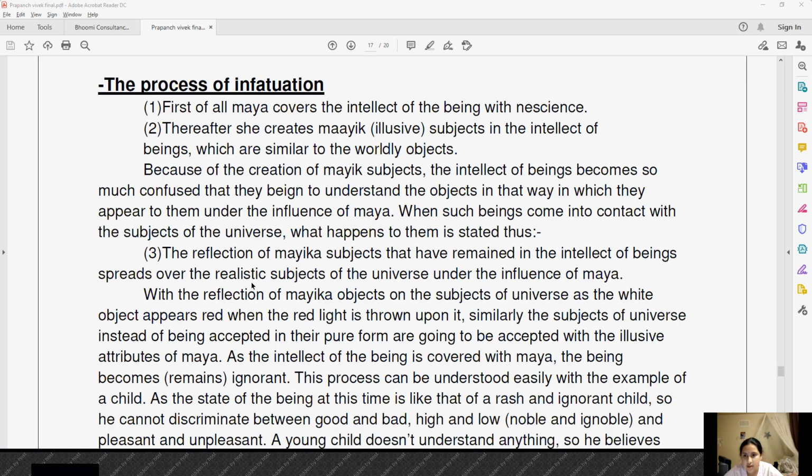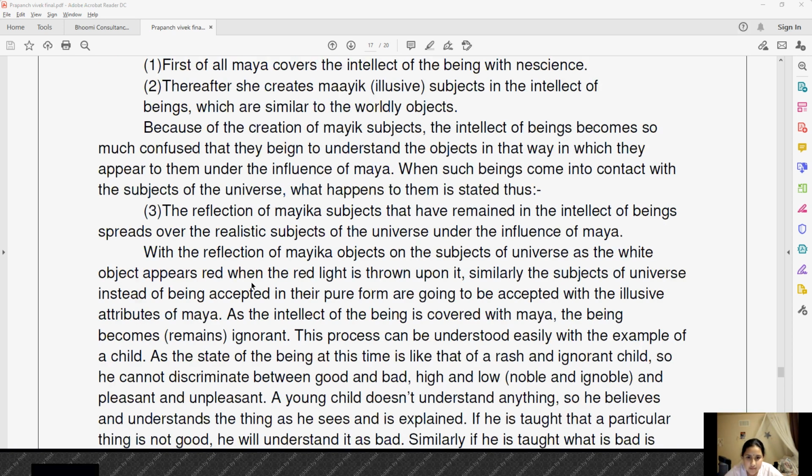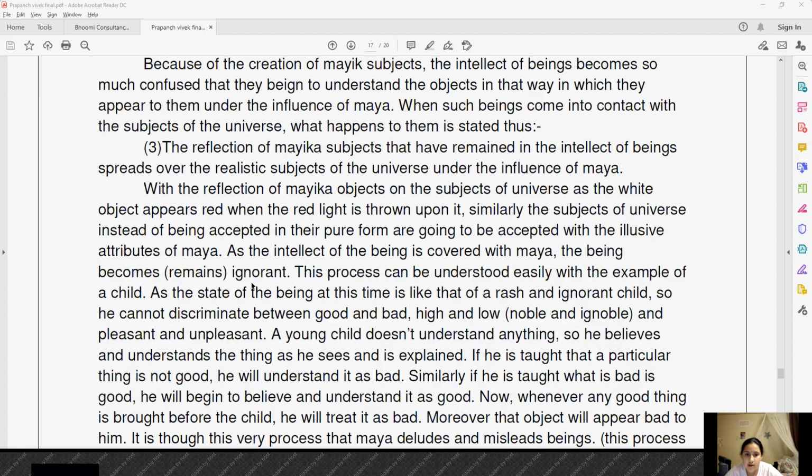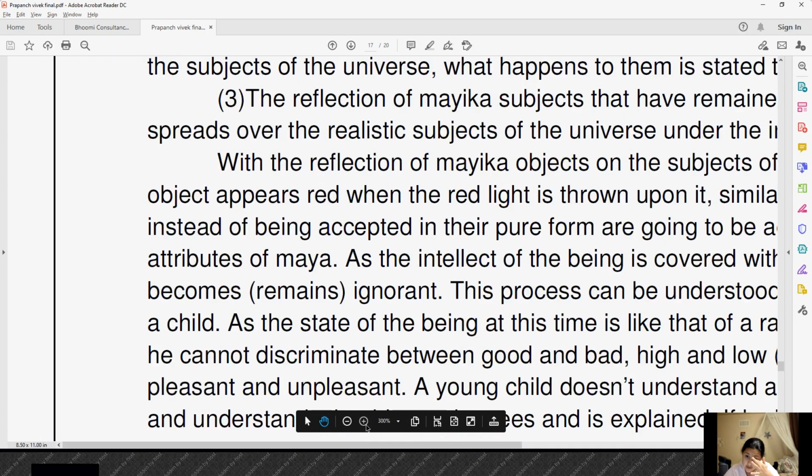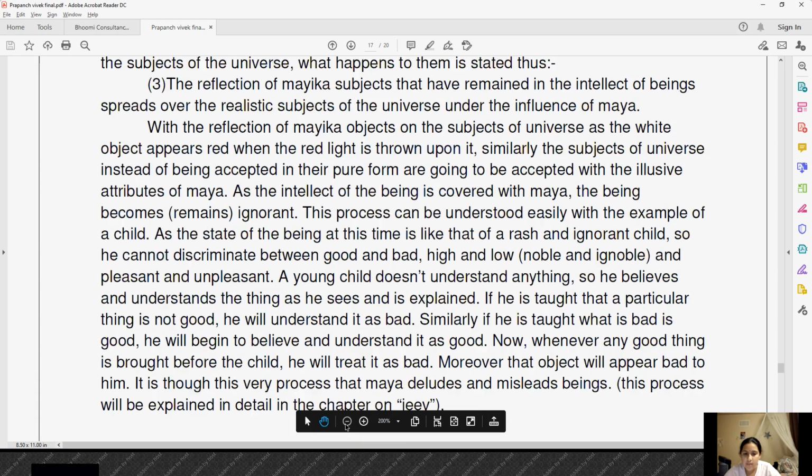This process can be understood easily with the example of a child. As the state of the being at this time is like that of a rash and ignorant child, he cannot discriminate between good and bad, high and low, noble and ignoble, and pleasant and unpleasant. A young child doesn't understand anything, so he believes and understands the thing as he sees and is explained. If he is taught that a particular thing is not good, he will understand it as bad. Similarly, if he is taught what is bad is good, he will begin to believe it is good. Now, whenever any good thing is brought up before the child, he will treat it as bad. Moreover, that object will appear bad to him. It is through this very process that Maya deludes and misleads beings. This process will be explained in detail in the next chapter on Jeev.